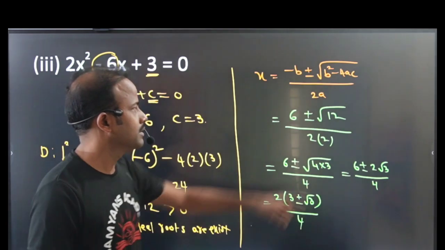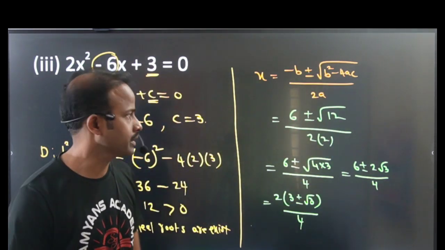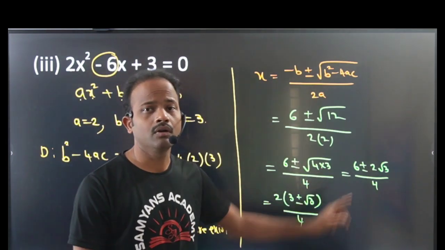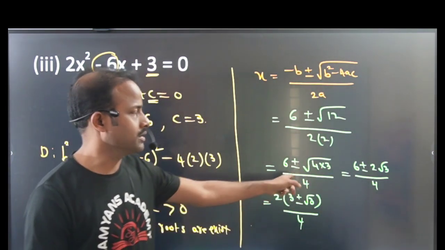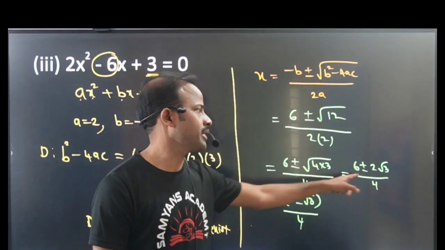What am I doing here? This root 12, how to write it? Write it as root 4 into 3. Okay, this root 12 you have to write as root 4 into 3. Already you know that the square root of 4 is how much? That is 2. Right? 6 plus or minus 2 root 3.